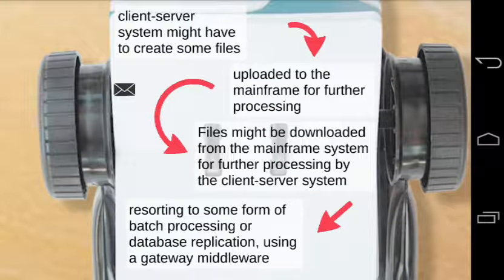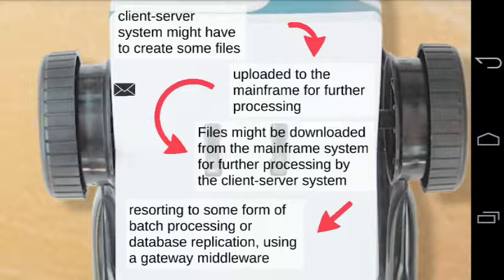Now, depending on the technology architecture that is currently in place in the enterprise, the client server system might have to create some files that at a certain point in time during the day will be uploaded to the mainframe for further processing. The reverse might also be true. Files might be downloaded from the mainframe system for further processing by the client server system.